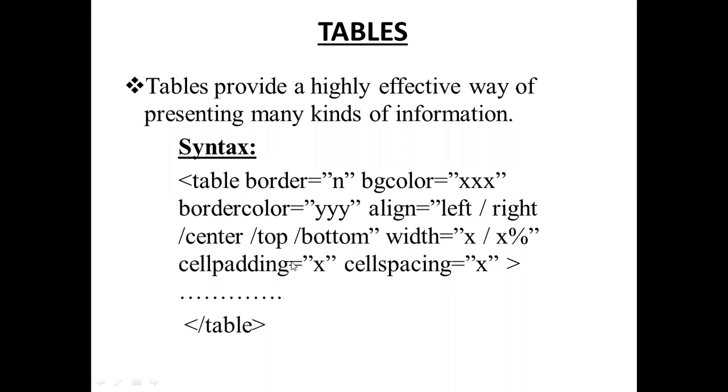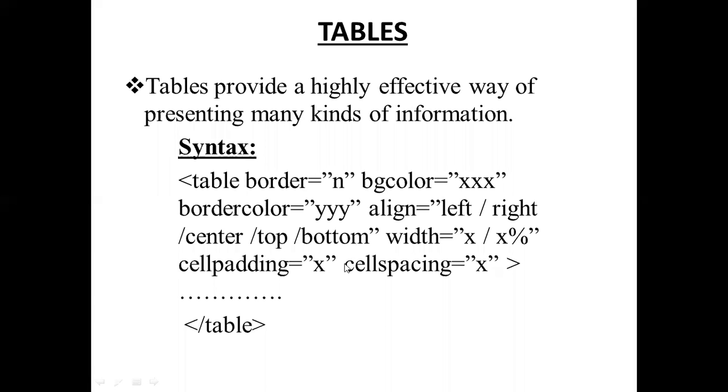First one, border, specifies the width of the border around the table. Next, background color specifies the background color for the table. Next, align specifies the position of the table on the web page. Next, width specifies the width for the entire table.